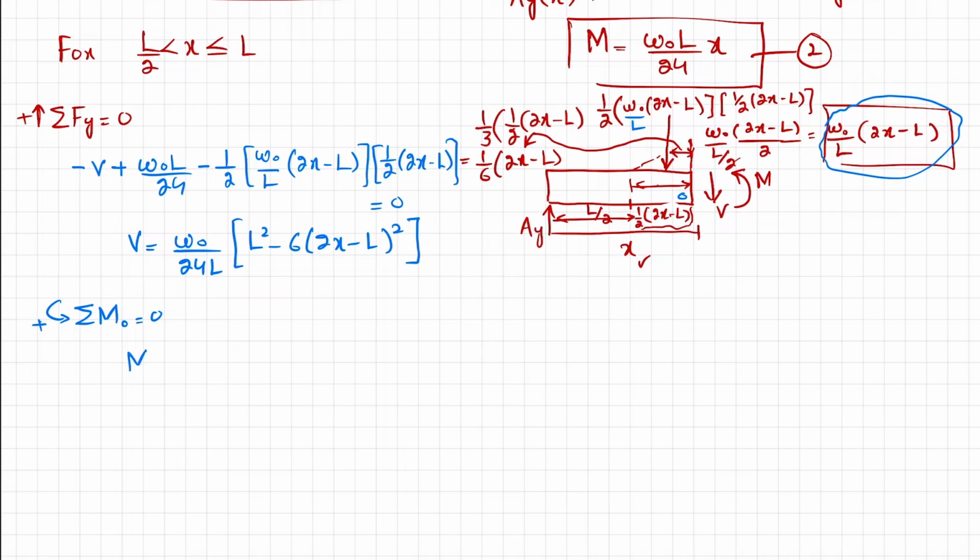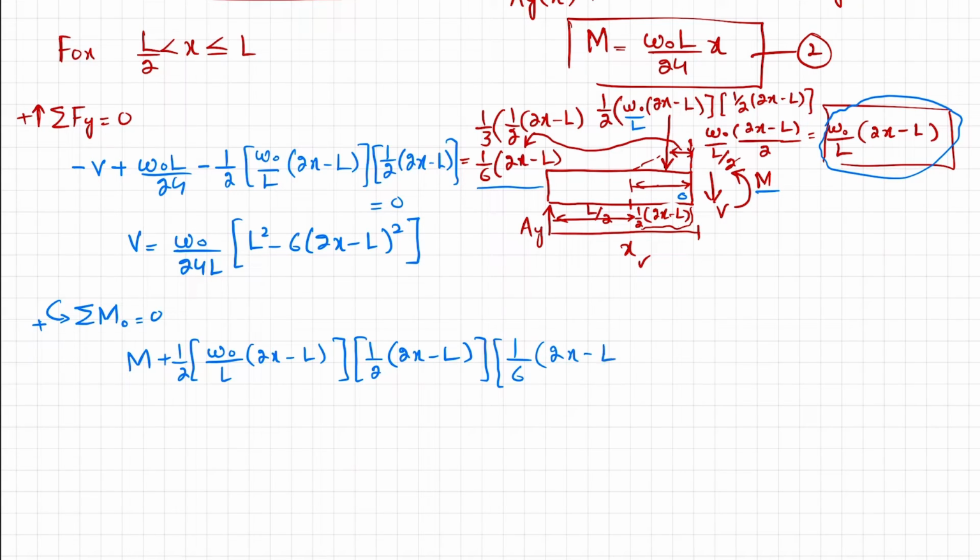So I will write initially this moment M, which is counterclockwise, minus this moment due to this, which is again counterclockwise, due to this load. So plus the load is 1 over 2 into W naught over L into (2x minus L) into distance, which is 1 over 2 into (2x minus L). Clear? And this perpendicular distance is half of 1 over 6 times (2x minus L). And the moment due to this AY, AY into perpendicular distance x, is producing clockwise, so it will be negative. So minus AY. AY is W naught over 24 L.